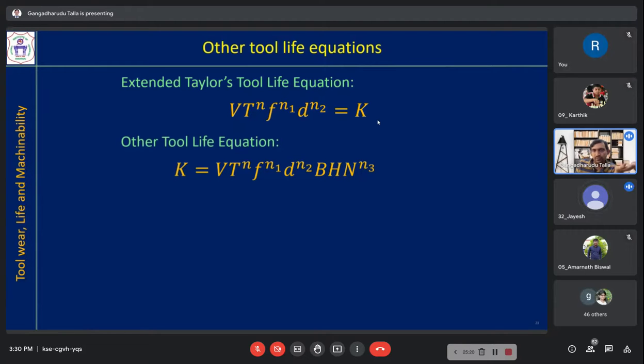Now, another tool life equation. Apart from speed, feed and depth of cut, tool life is also dependent on hardness. BHN is the Brinell hardness number.